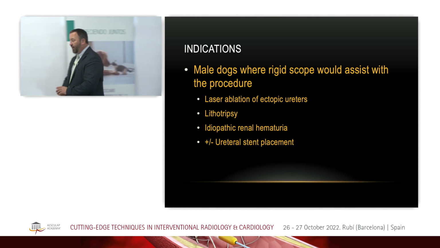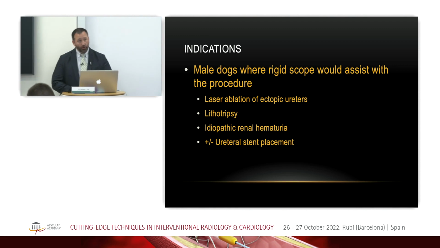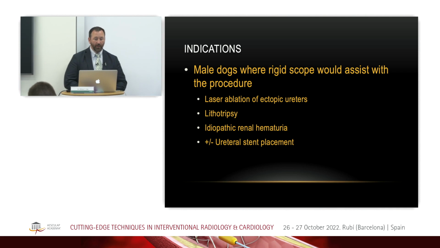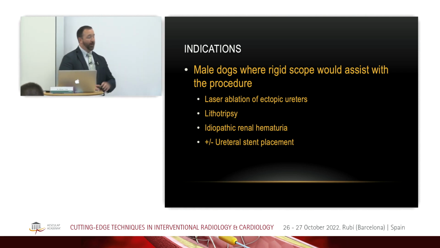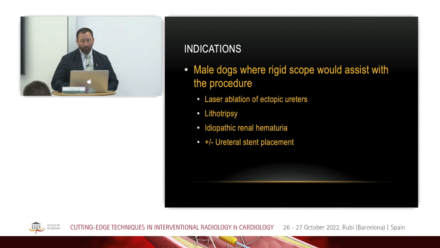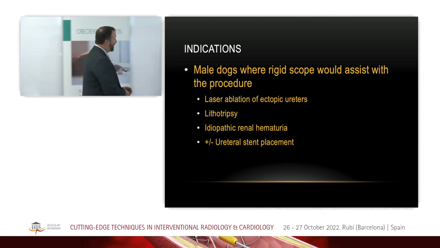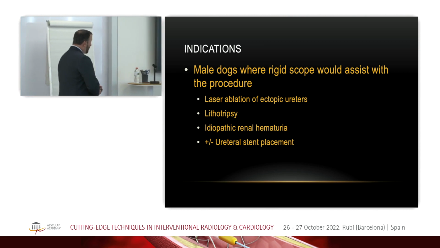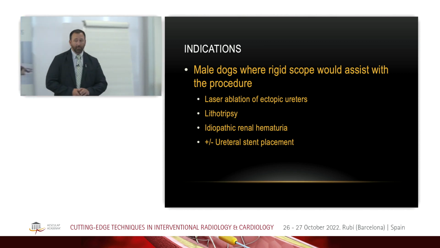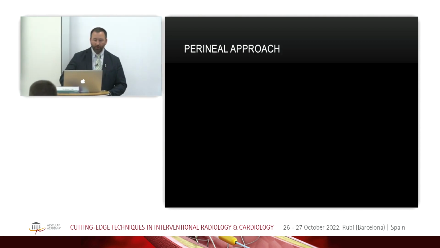There are some procedures that in males are challenging to do because of their anatomy. So it's nice to potentially consider what we call a perineal approach, or creating a temporary opening in the perineal region. Most commonly we're doing this for laser ablation of ectopic ureters in male dogs, lithotripsy if we need better access with a rigid scope, idiopathic renal hematuria, and potentially for ureteral stent placement, although oftentimes we're doing those percutaneously. So how do we do this perineal approach?